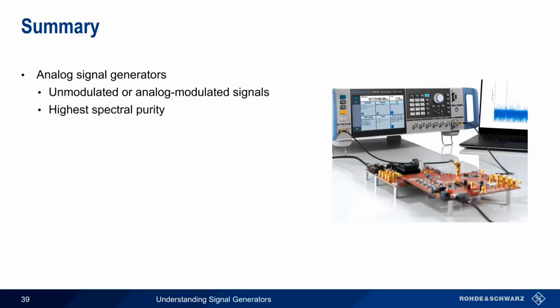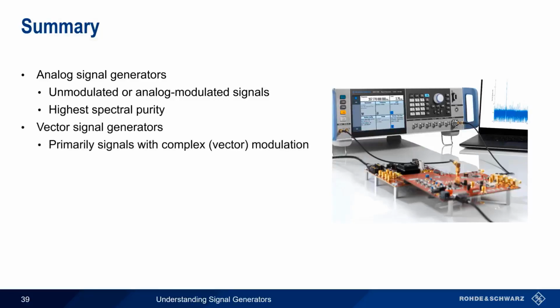Vector signal generators, on the other hand, are primarily used to create signals where both the amplitude and the phase of the signal are important. Most modern communications and other digital data standards use vector modulation, so a vector signal generator is needed to create these signals. The initial creation of vector signals occurs in something called the baseband, where the signals are represented as complex I and Q values, and these are later converted to RF using a so-called IQ modulator.